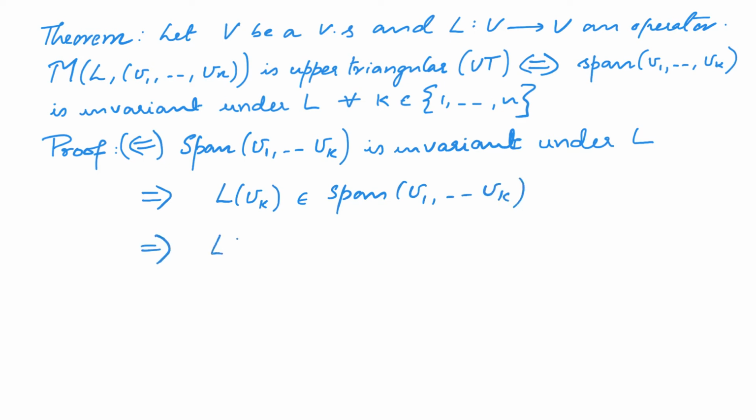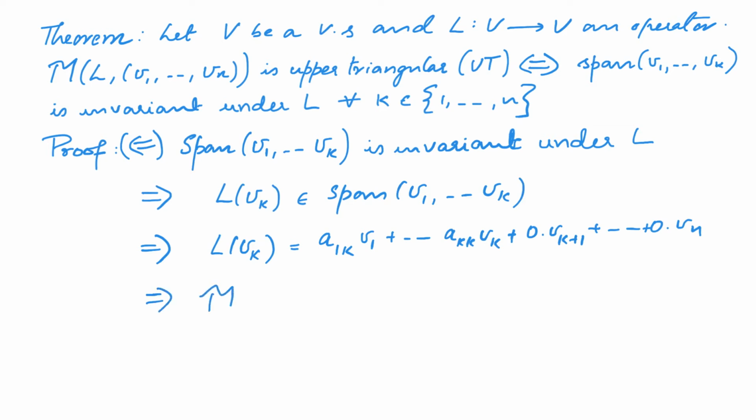which implies that I can write L of Vk as a linear combination of these elements. So L of Vk is equal to A1k V1 plus etc. up to Akk Vk plus 0 times Vk+1 plus etc. up to 0 times Vn. Now notice that these coefficients form the kth column of the matrix, and we can see that the entries below the diagonal in the kth column are all 0. But as k was arbitrary, this implies that the matrix representation of L with respect to the basis V1, V2, etc. up to Vn is upper triangular. And this completes the proof of our theorem.